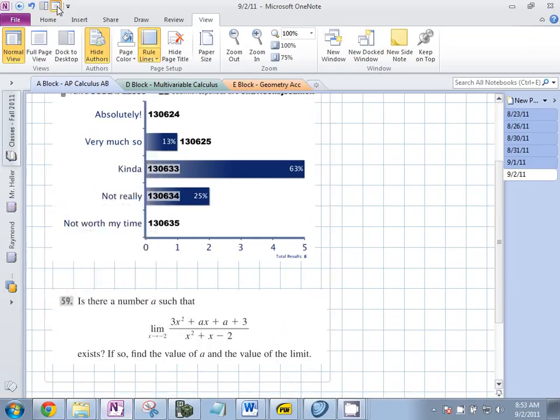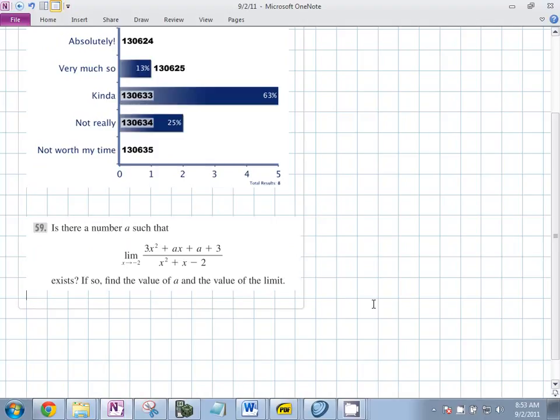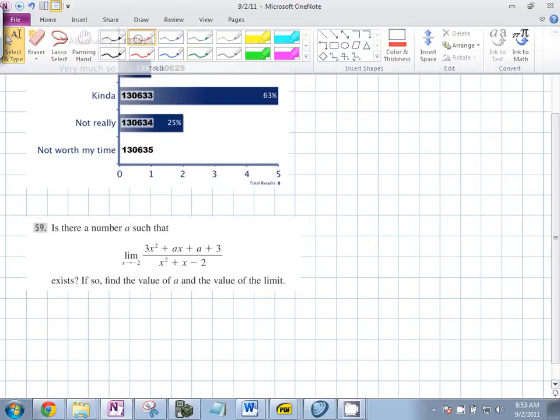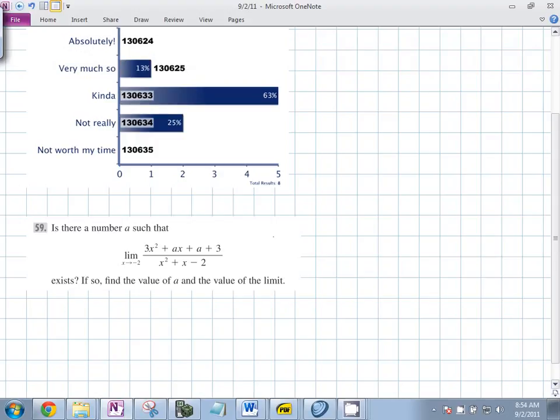Okay, so it says this. Is there a number A such that the limit as x goes to -2 exists? So here's the thing. What kind of function is this? It's a rational function, right? Correct. And on rational functions, what are the two things that can happen that are kind of different, and the only places you've really seen them? They could have what? They could have a removable discontinuity.